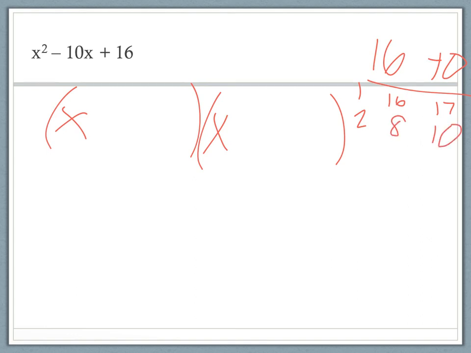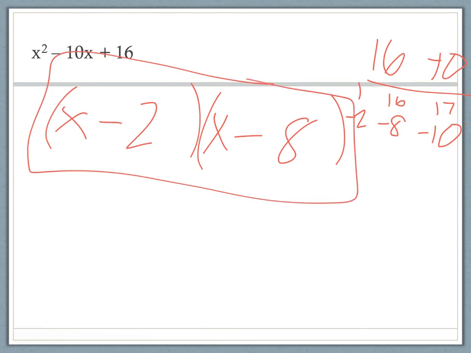So what's another way that I can multiply 2 and 8 to give me a positive 16? Well, I can make both of these negative. And then when I add those together, that's going to give me a negative 10, which is what we want. So I'm going to go ahead and put this in. Negative 2, negative 8, and there is my answer.